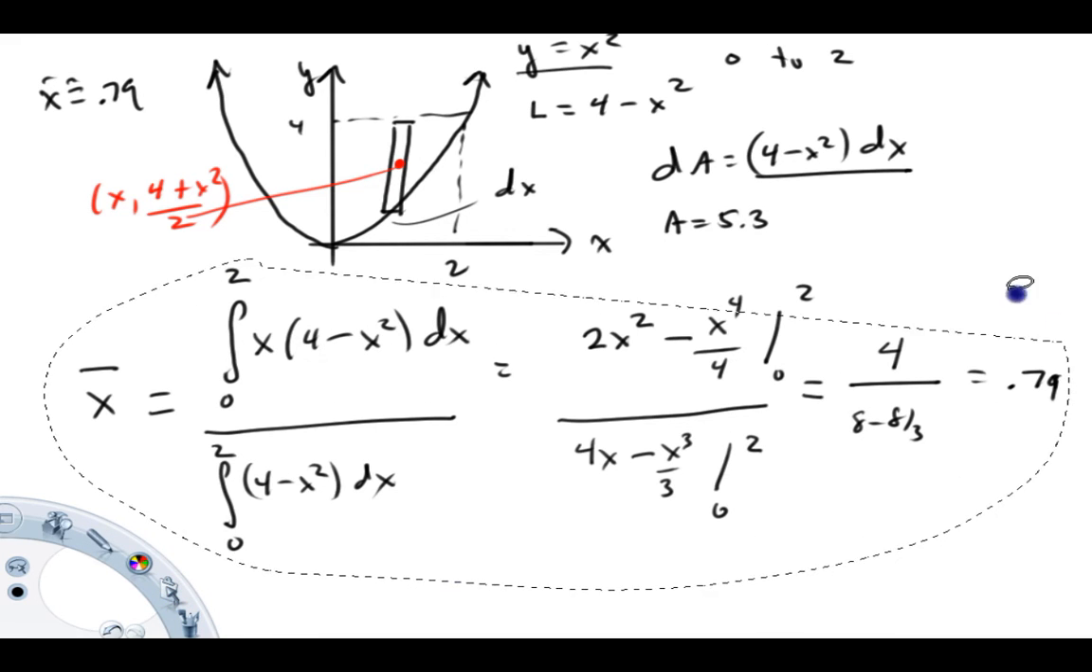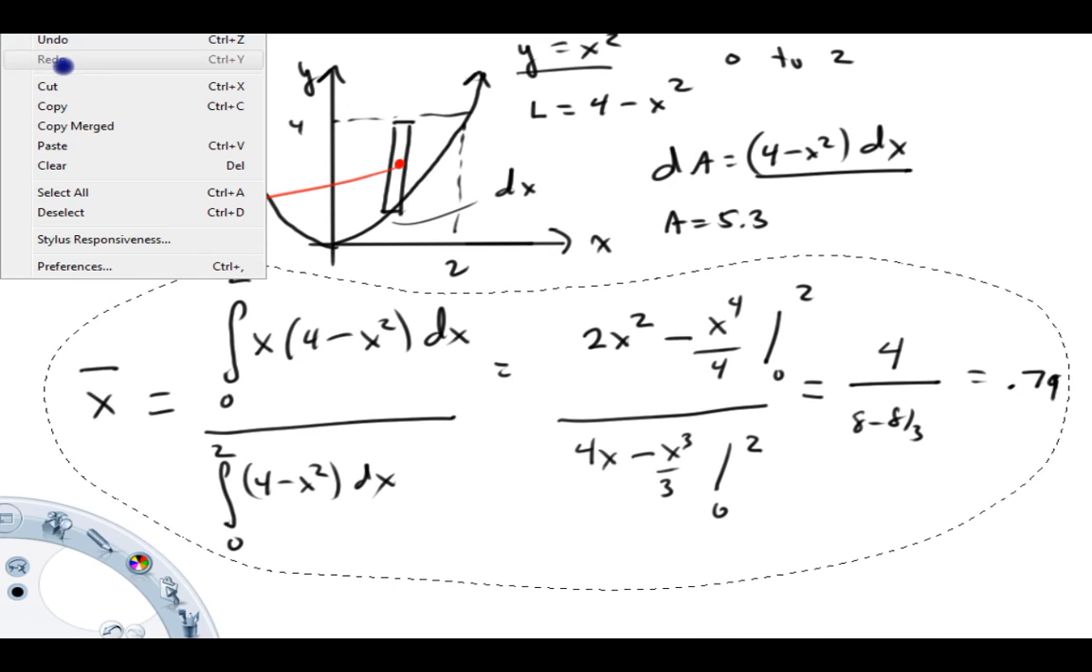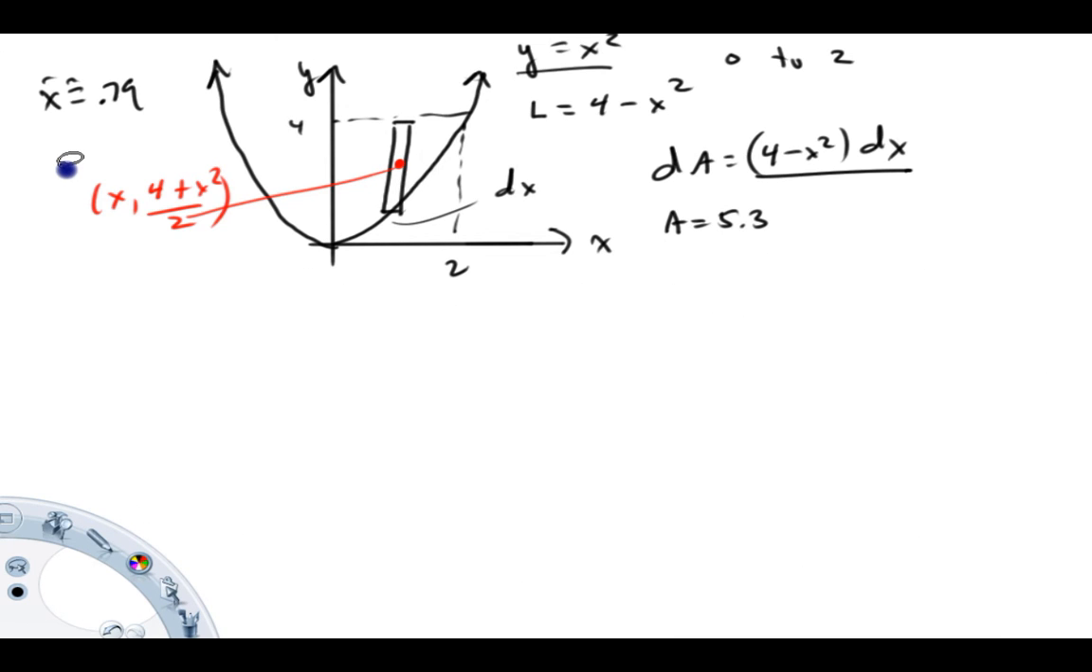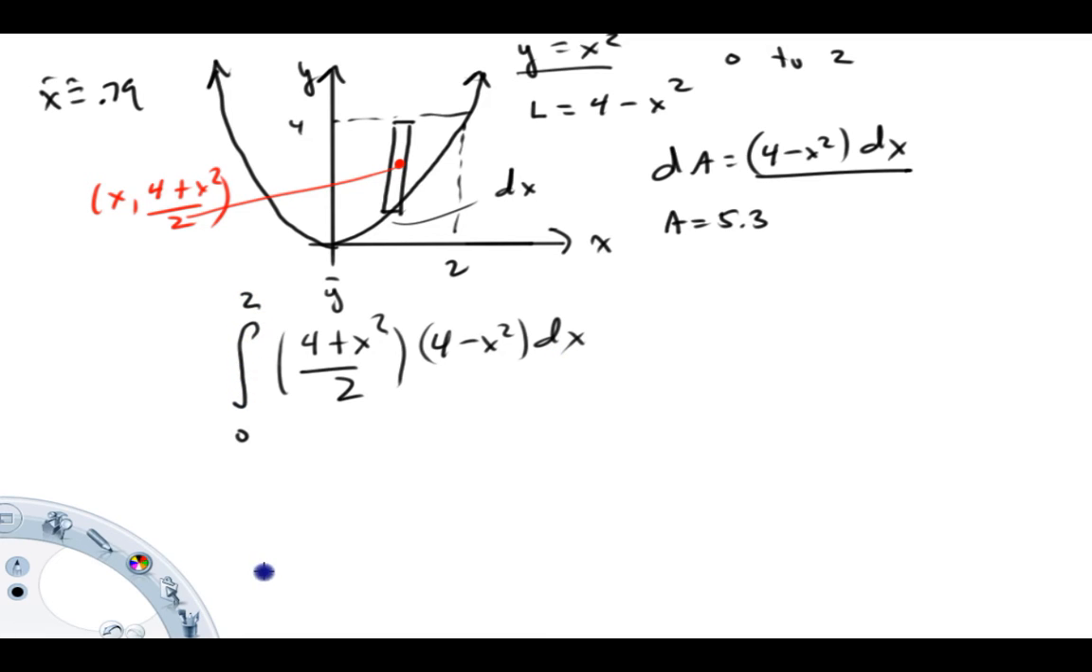Get rid of this stuff. All right, so what we're going to do here is take the y-coordinate of the centroid of the rectangle, which is going to be 4 plus x squared over 2. And again, that's y-bar for the rectangle, which came from the average of these two distances, this one and this one. Then we're going to multiply by the area of the rectangle, 4 minus x squared dx. These need to be summed up from 0 to 2. And then we divide by the total area, which we know to be 5.3.